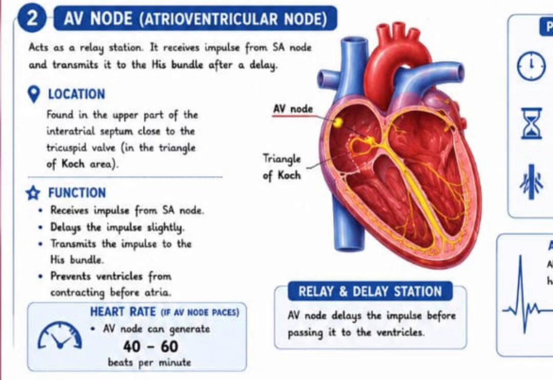So what is the work of the AV node? Don't forget, the work of the AV node is that it receives action potential from the SA node, and when it receives it, it delays it slightly. That's what we call the AV nodal delay.